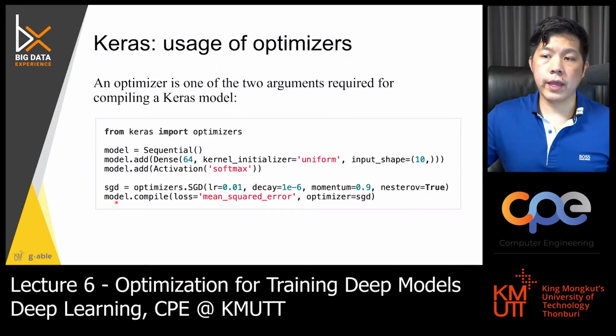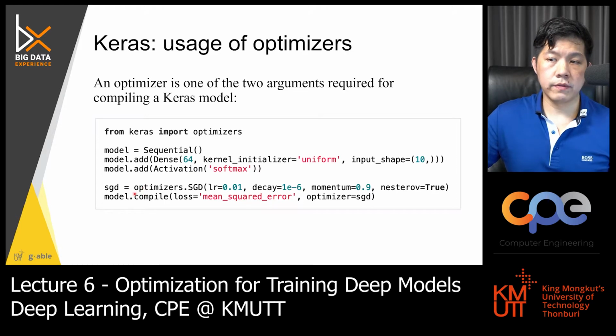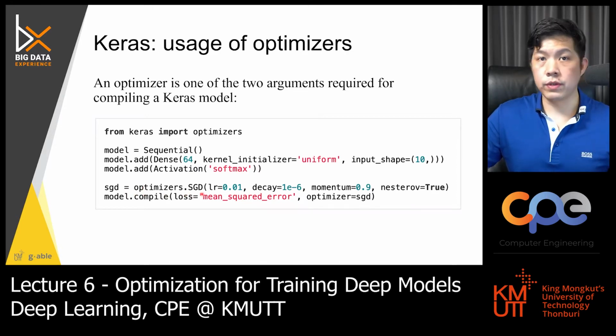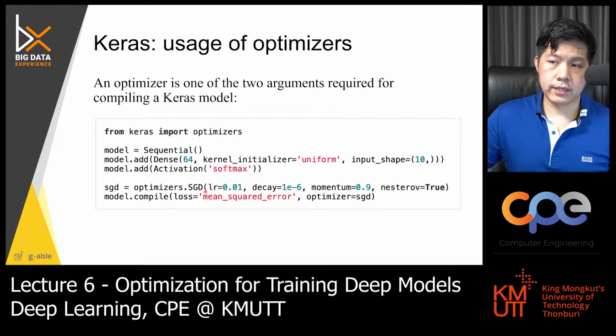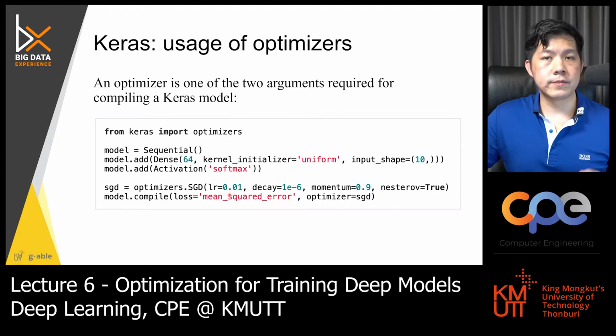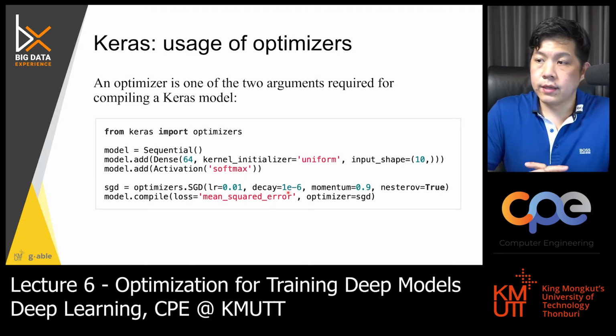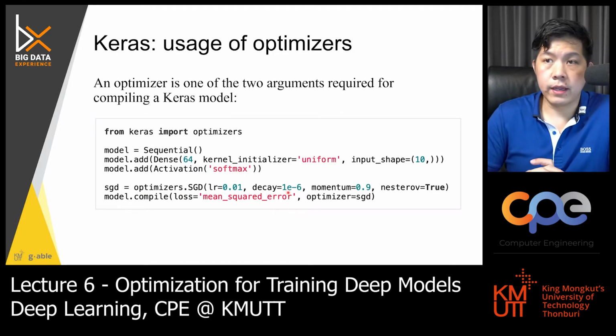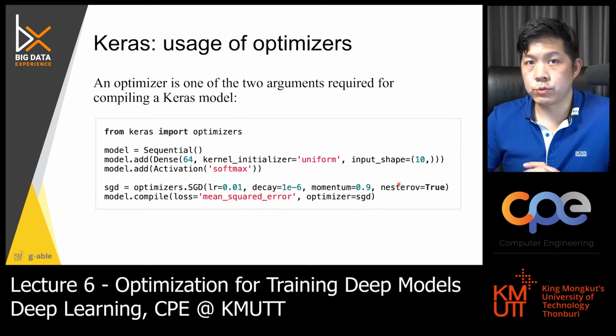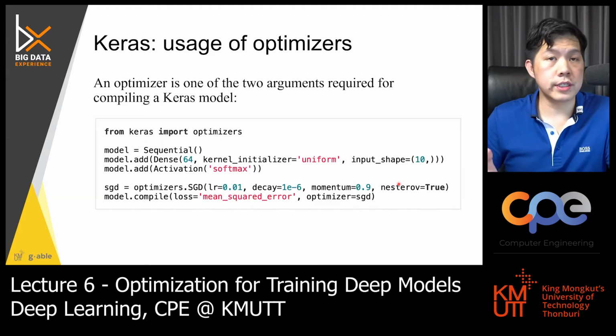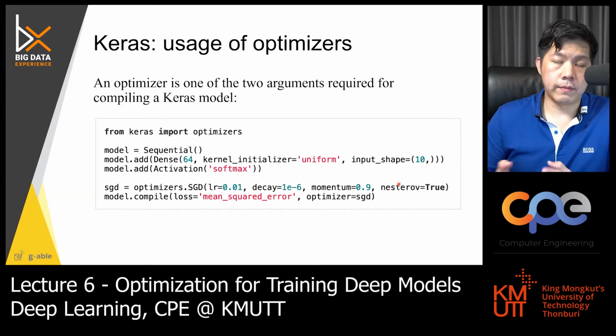Or you can create an optimizer. For example, this one, it built an SGD just like what you implemented in your first assignment. The SGD, the stochastic gradient descent, with the learning rate of 0.01 and the decay of the learning rate of 10 to the -6 and momentum of 0.9. What are they? And there is this Nesterov criteria as well. And then we use this SGD object as an optimizer, right?